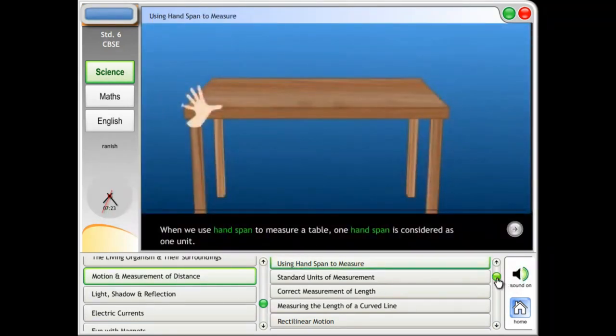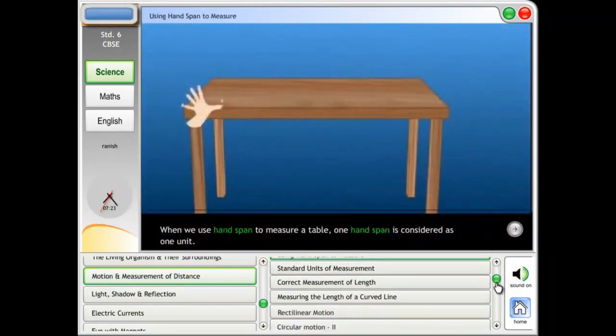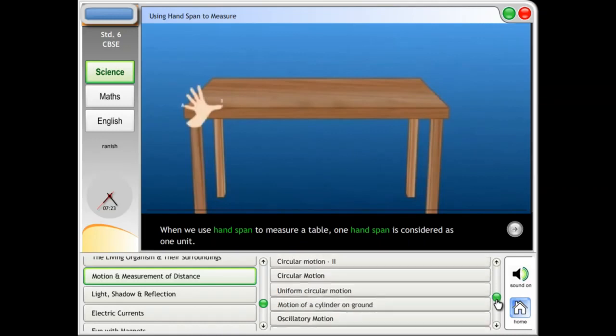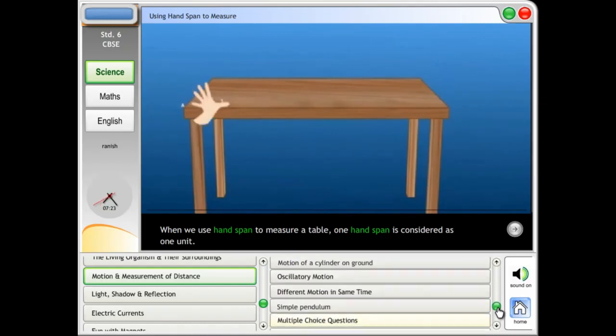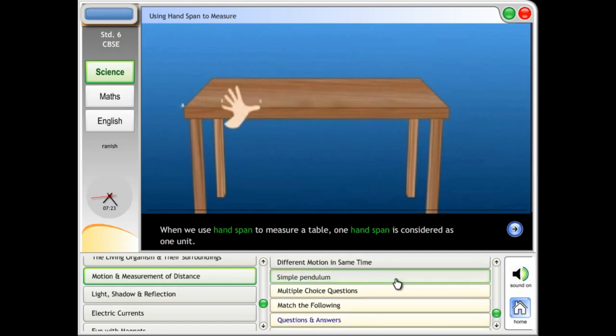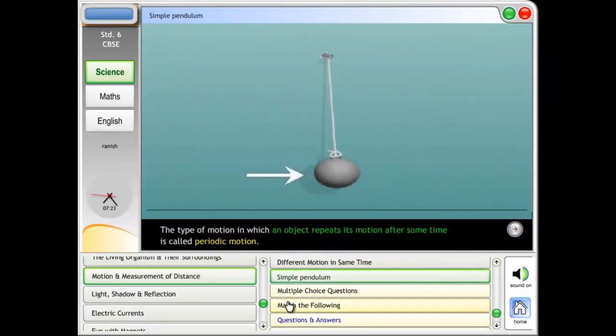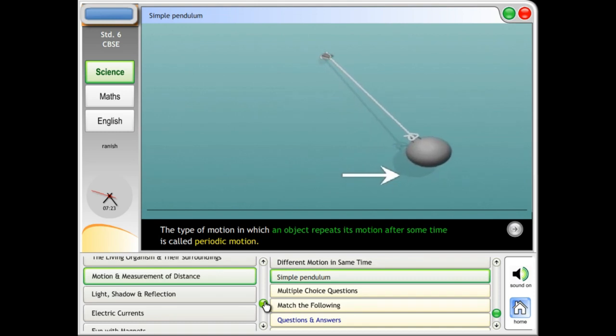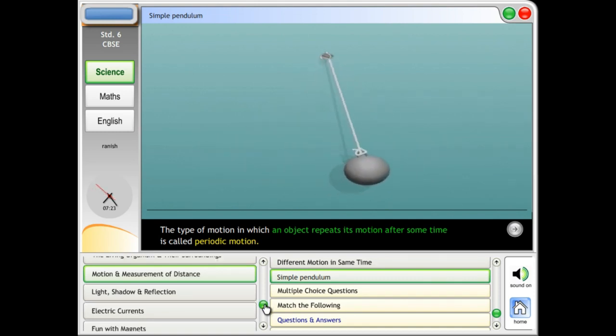Using handspan to measure. When we use handspan to measure a table, one handspan is considered as 1 unit. Simple pendulum. The type of motion in which an object repeats its motion after some time is called periodic motion.